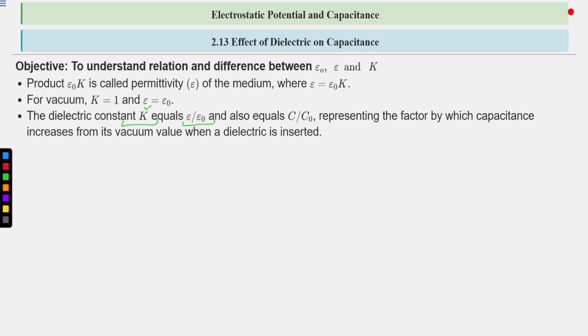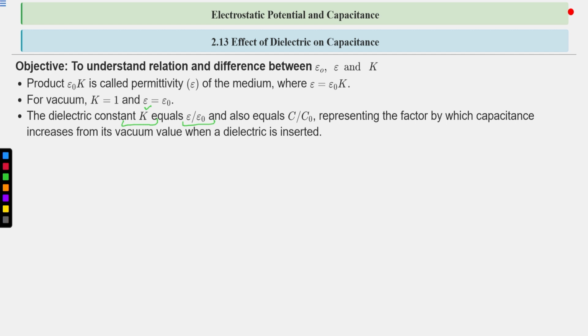Also, the dielectric constant can be shown in the form of the ratio of the electric field in the vacuum to the electric field in the medium. And now K can be shown as the capacitance of the parallel plate capacitor with dielectric to the capacitance of the parallel plate capacitor without dielectric, representing the factor by which capacitance increases from its vacuum value when a dielectric is inserted.